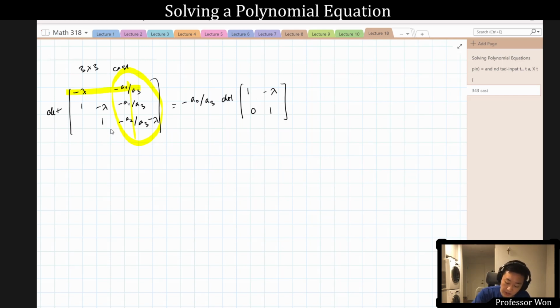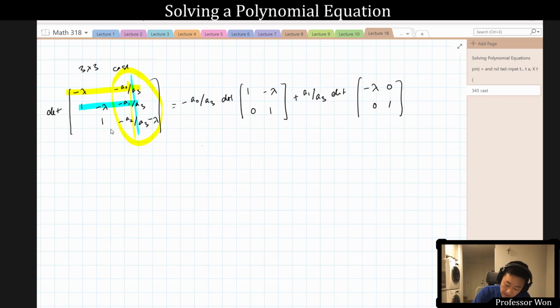Okay, now the next term comes from plus a1 over a3, because you need to alternate the signs. And I should take the determinant of the remaining submatrix. So in this case, let's use this color for what we strike out. So what we're left with is negative lambda 0, 0, 1.